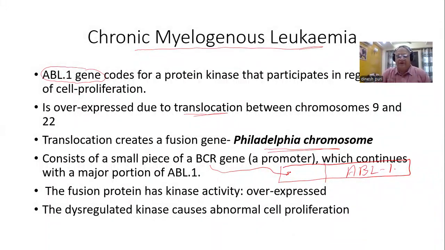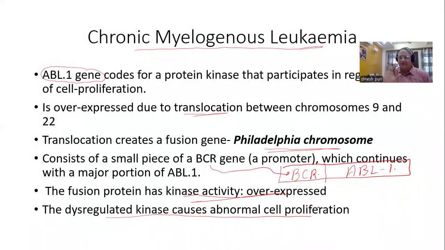So ABL1 is under the influence of a BCR, which is a promoter gene. BCR promoter के ओवर इन्फ्लुएंस में ओवर एक्सप्रेशन हो जाता है. तो यहाँ पर क्या होगा, a fusion protein is formed. The fusion protein has kinase activity and it is overexpressed, and the dysregulated kinase causes abnormal cell proliferation.